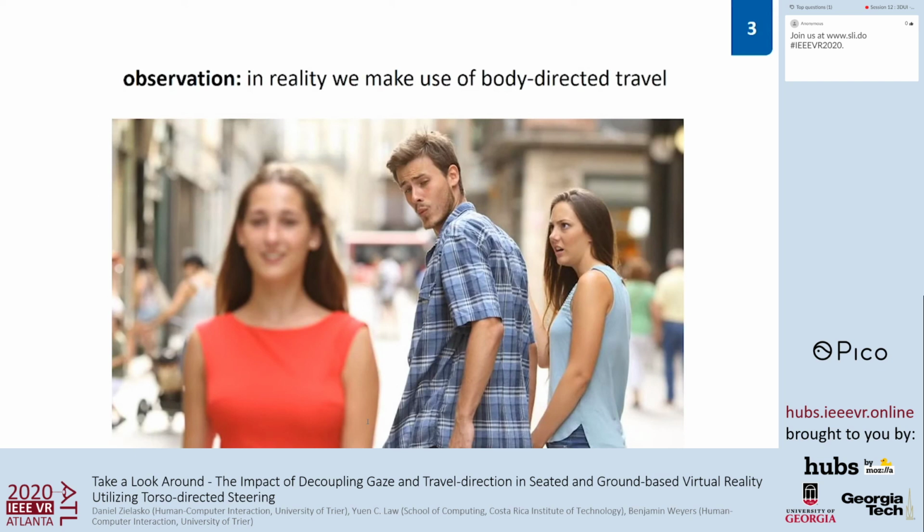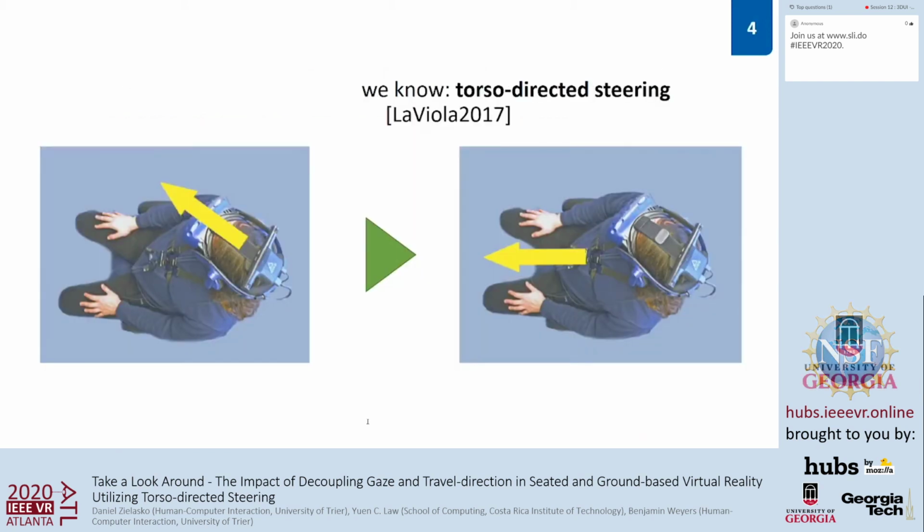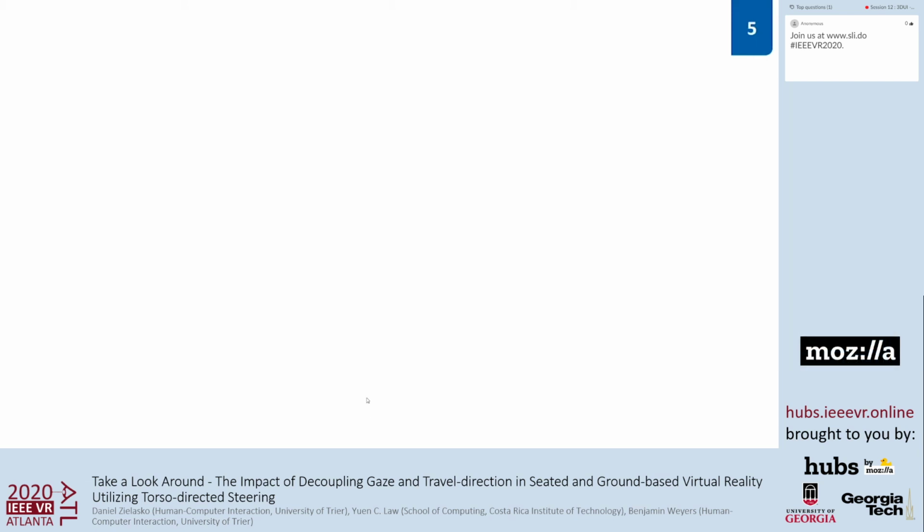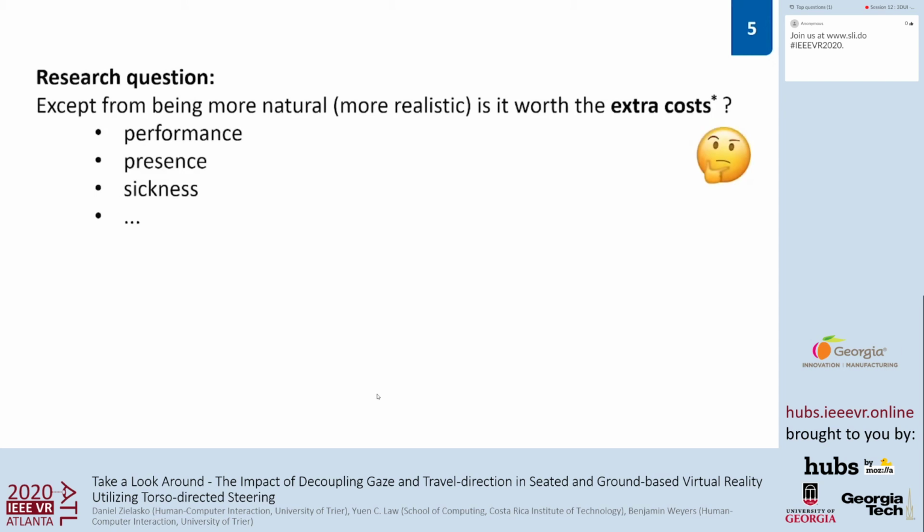Now, as we already mentioned, that's different in reality, and we actively make use of body-directed travel. We also know this in VR, and it's called torso-directed steering. In this family of steering methods, the torso or hips are somehow tracked and the virtual movement happens in the forward direction of it, independently from the viewing direction. So the question is, why is torso-directed steering used less often than other techniques while being obviously more realistic? As usual, it will have something to do with the cost-benefit ratio, and we will talk about the costs later.